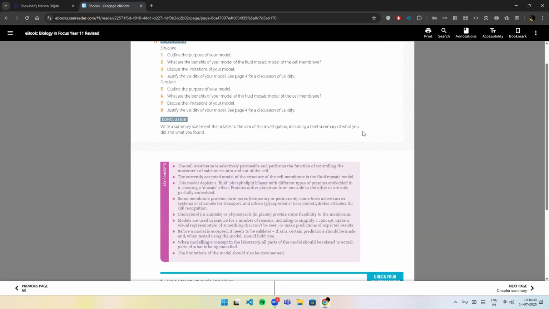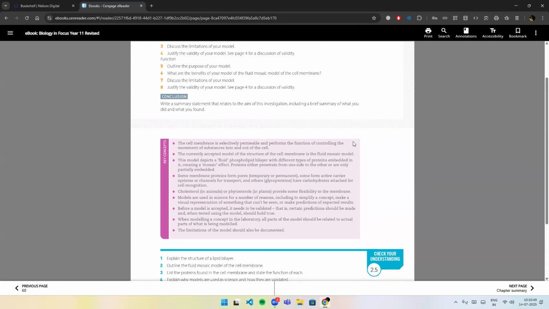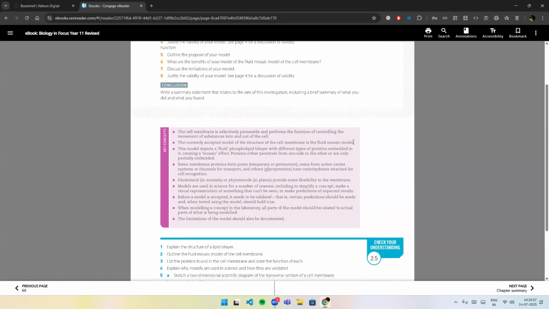Discussion. Structure. Outline the purpose of your model. What are the benefits of your model of the fluid mosaic model of the cell membrane? Discuss the limitations of your model. Justify the validity of your model. See page 4 for a discussion of validity. Function. Outline the purpose of your model. What are the benefits of your model of the fluid mosaic model of the cell membrane? Discuss the limitations of your model. Justify the validity of your model. See page 4 for a discussion of validity.